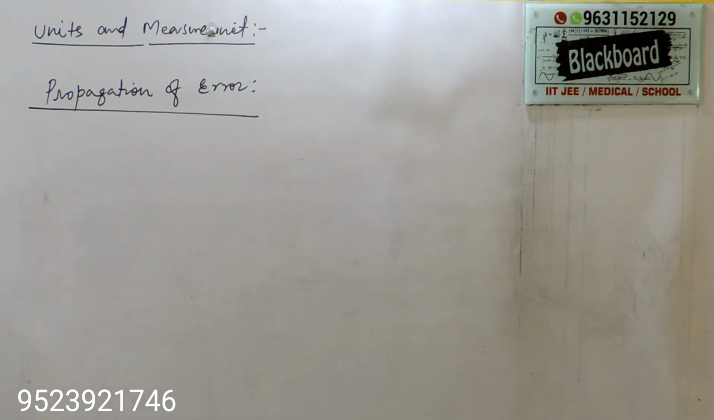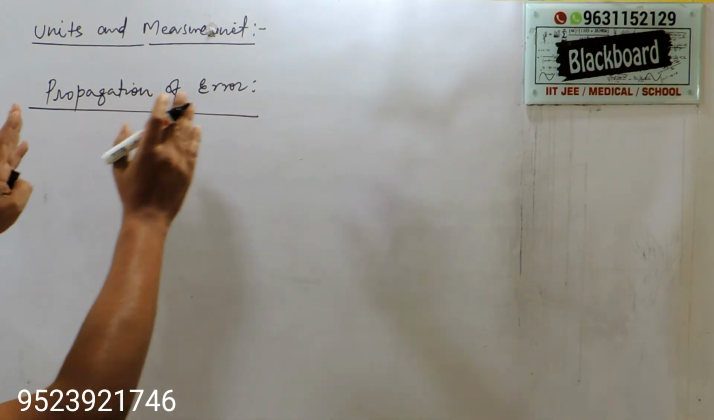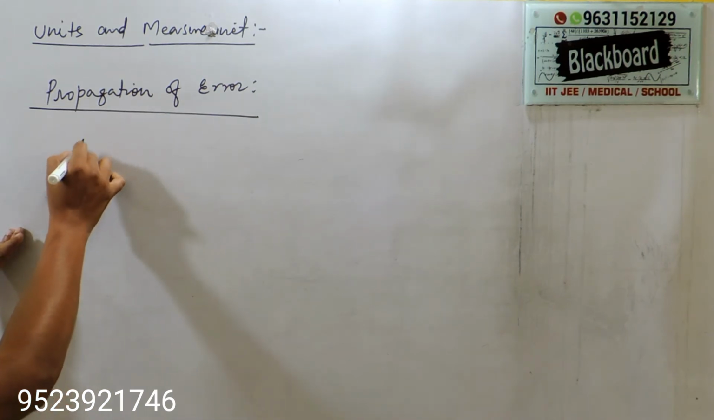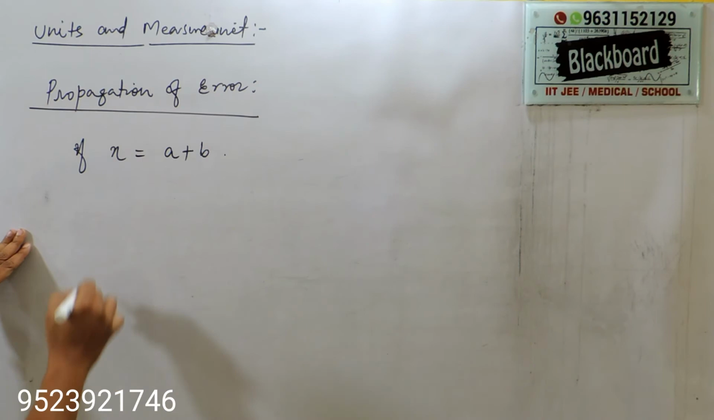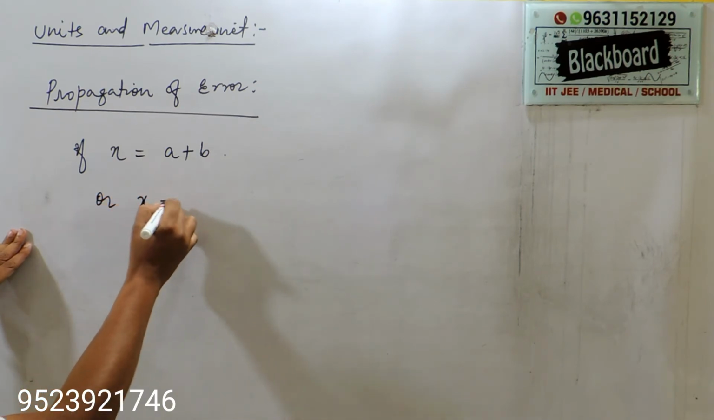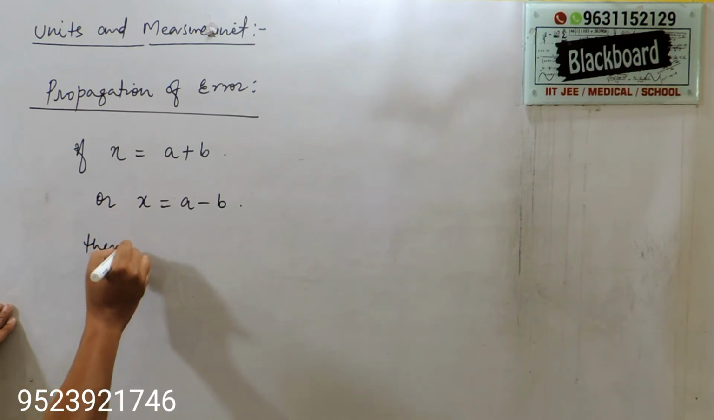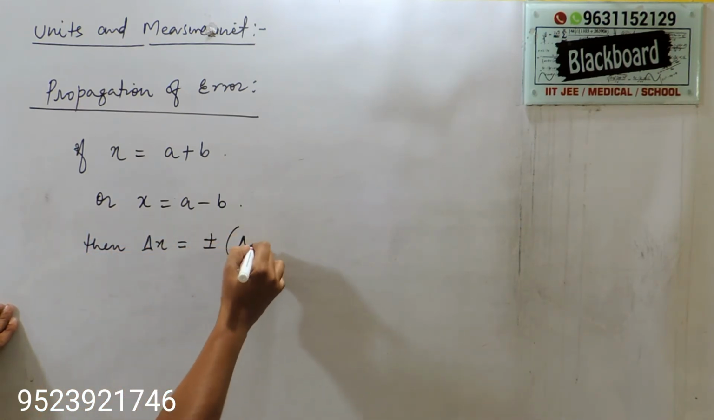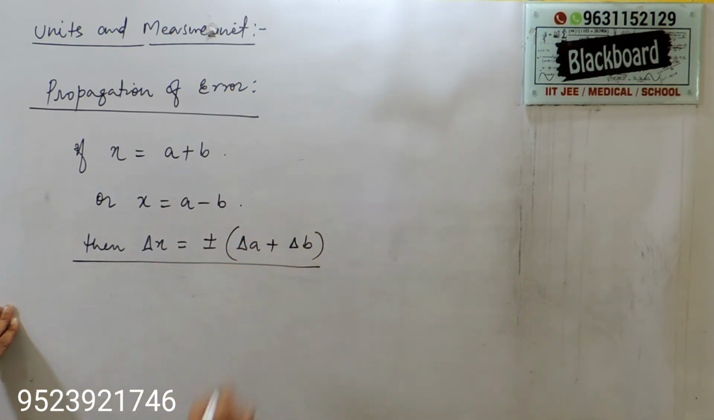Error in sum or difference. Maximum absolute error in sum or difference of two quantities is equal to the sum of absolute errors in the individual quantities. If x is equal to a plus b or x is equal to a minus b, then del x is equal to plus minus, del a plus del b, you can write.